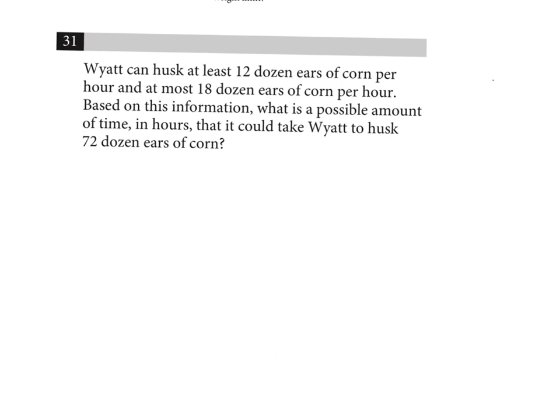Number 31, Wyatt can husk at least 12 dozen ears of corn per hour, and at most 18 dozen ears of corn per hour. So on the slow day, 12 dozen per hour. On the faster day, the faster hour, 18 dozen. Based on this information, what is a possible amount of time in hours it could take Wyatt to husk 72 dozen ears of corn? Well, let's say Wyatt's having a slow hour.